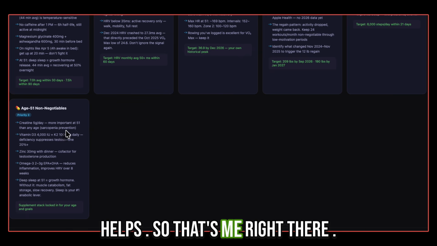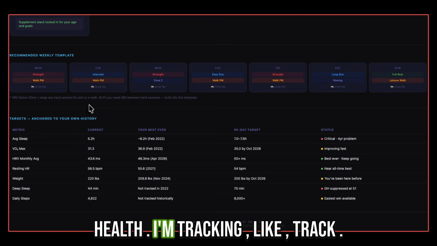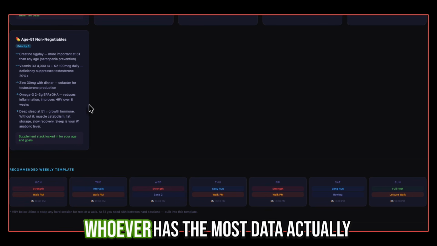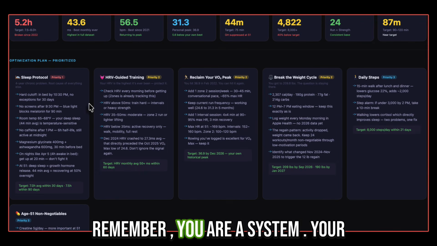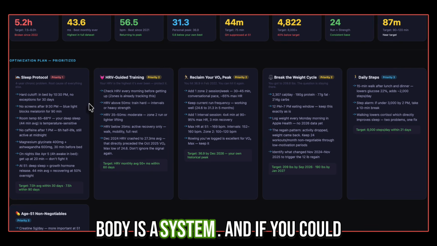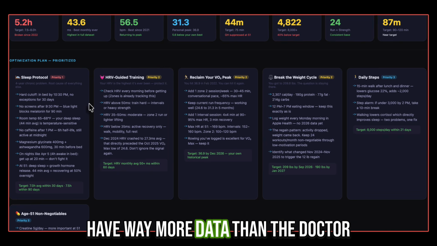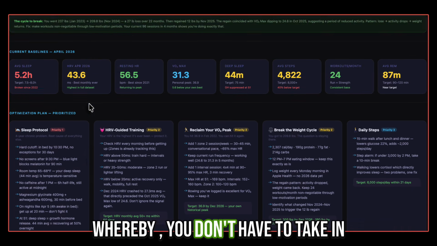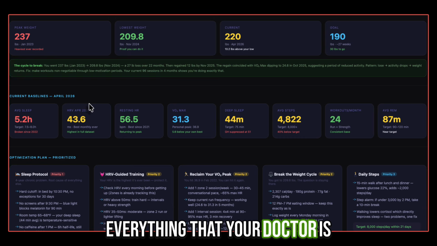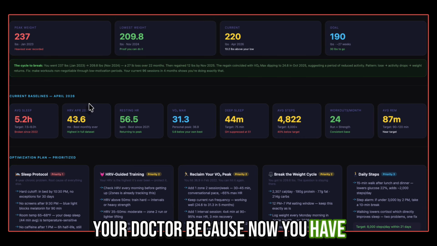So that's me right there. That was a summary of my health. I'm tracking. Whoever has the most data actually understands their system, because remember, you are a system. Your body is a system. And if you could truly understand it, sometimes you have way more data than the doctor, and way more context, whereby you don't have to take in everything that your doctor is telling you. I'm not saying fight them or anything, but work with your doctor, because now you have all the data.